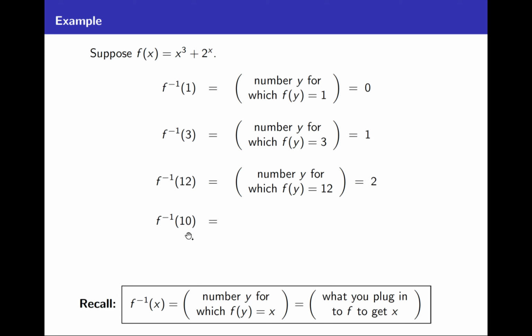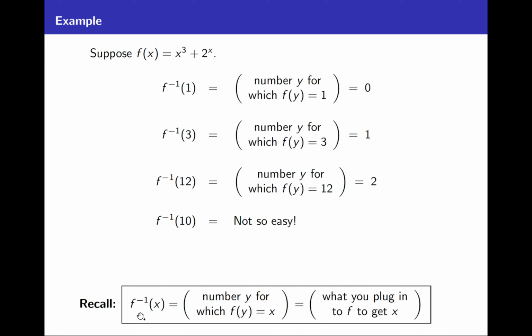Let's try f inverse of 10, and you'll suddenly realize this is not so easy. You're thinking of a value x that you plug into f so the output is 10. And you try, let's say, 3. That's going to be 3 cubed plus 2 to the 3. That's not 10. You try a bunch of other values, and you just can't get 10. Nonetheless, you may feel like f inverse of 10 might exist. It might be some number. It's just hard to compute.